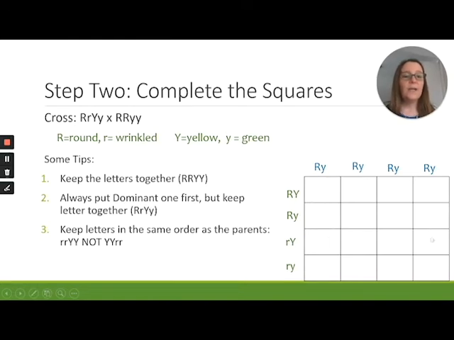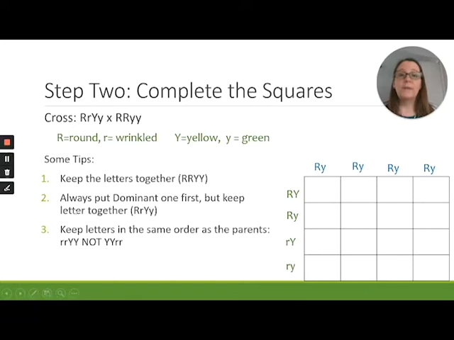All right, next slide. We're going to complete the square. So how do we fill in these 16 squares using the gametes here? Some things to keep in mind, some tips. When you're writing the offspring, you need to keep the letters together. So R's are first, Y's are second. And why are we doing that? The only reason is because that's how it's written for the parents. The R's were written first and the Y's were second. There's really no other reason. If it had been the other way around, we would just follow what was given to us in the problem.